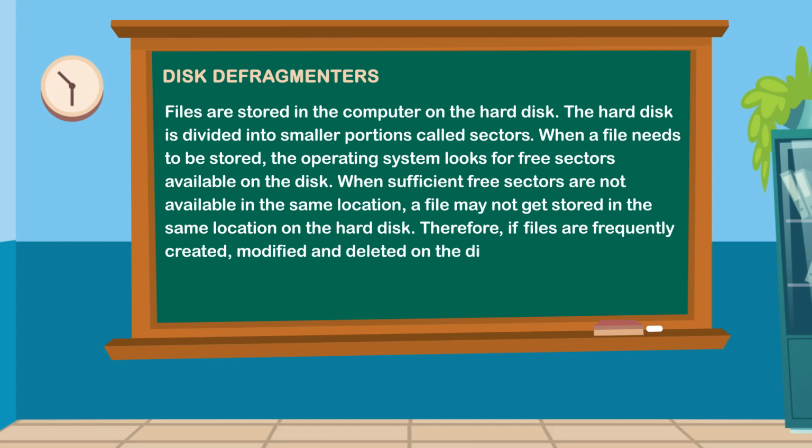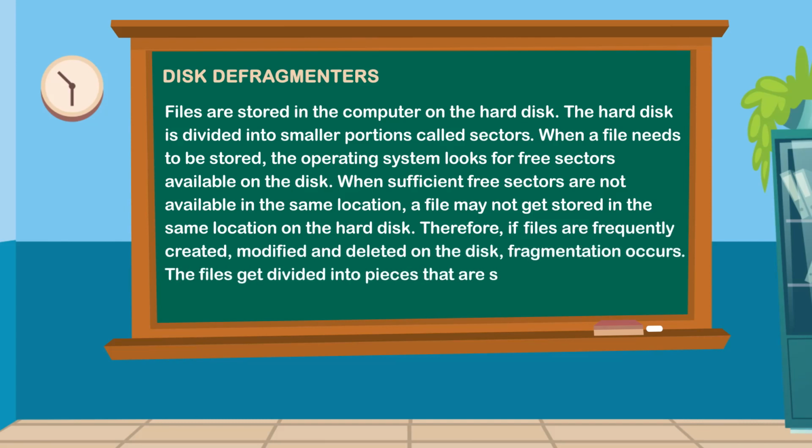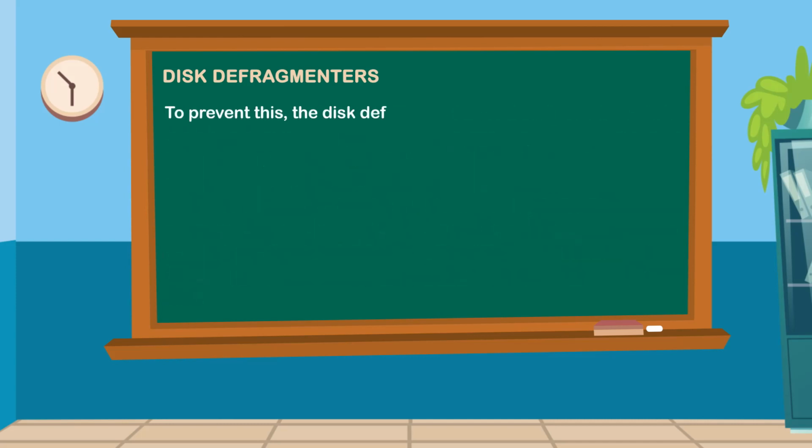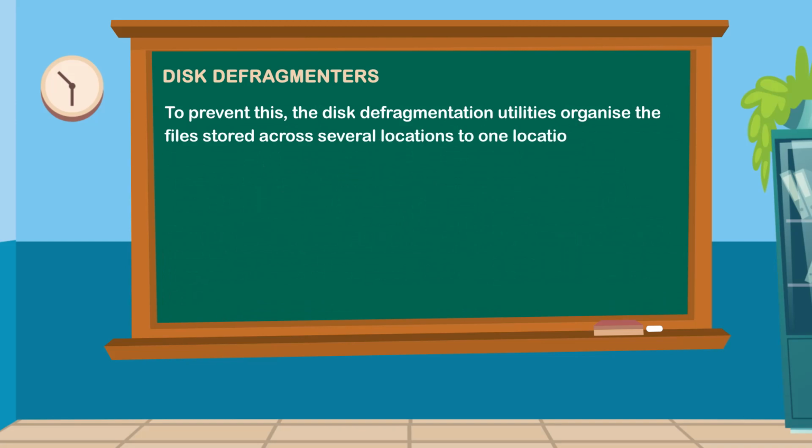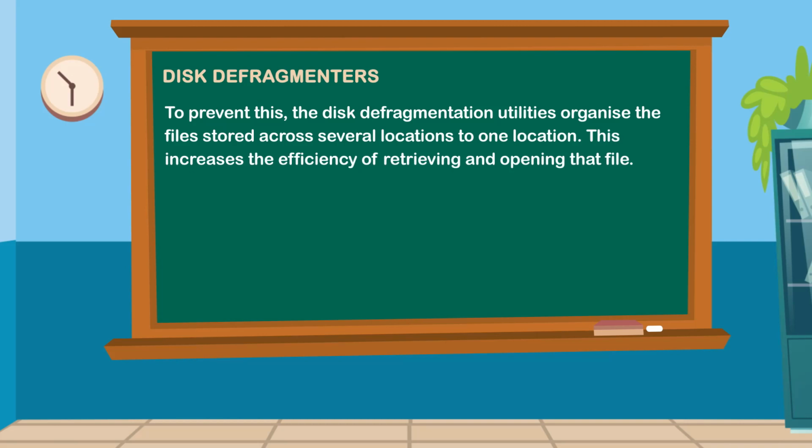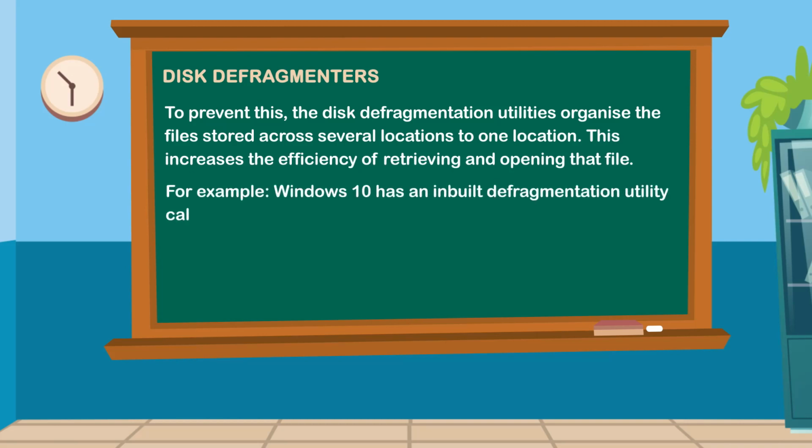Therefore, if files are frequently created, modified and deleted on the disk, fragmentation occurs, meaning the files get divided into pieces that are scattered around the disk. To prevent this, the disk defragmentation utility organizes the files stored across several locations to one location. For example, Windows 10 has an inbuilt defragmentation utility called defragment and optimize drives.